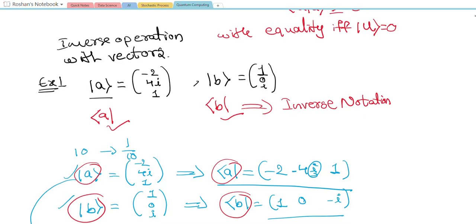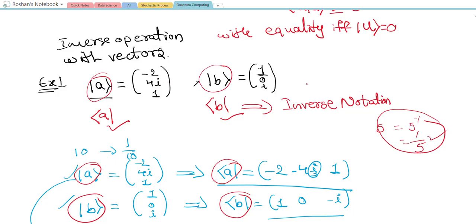Now we'll understand the inverse operation with vectors. Usually if you need to find the inverse of, let's say, 5, how will you write it? Either 5 inverse or 1 by 5. Quite simple, right? Similarly, we'll understand how this can be done in bracket notation for quantum vectors. So here I took vector A and vector B. Vector A has 3 rows and 1 column, and vector B also has 3 rows and 1 column.